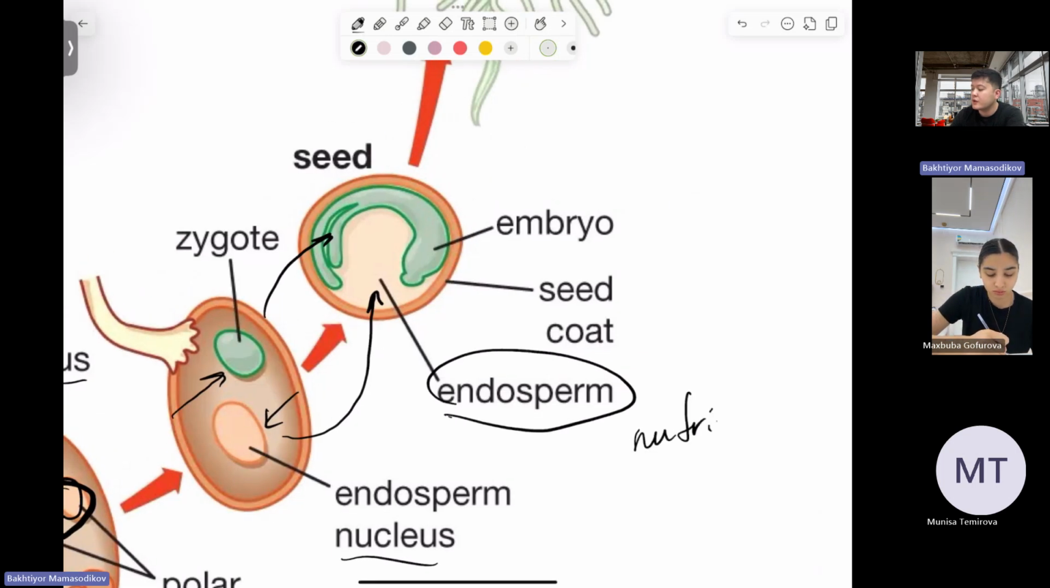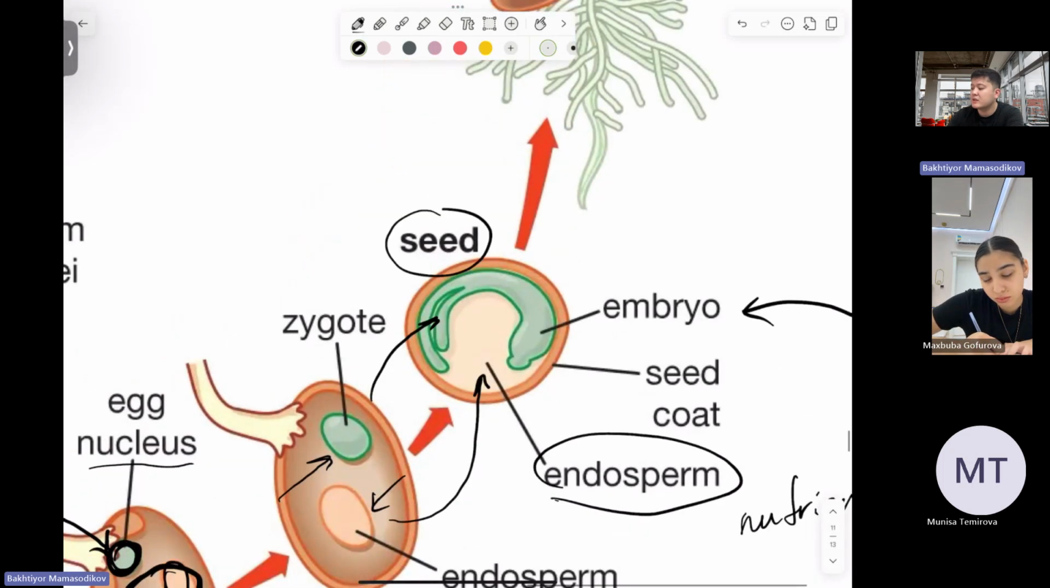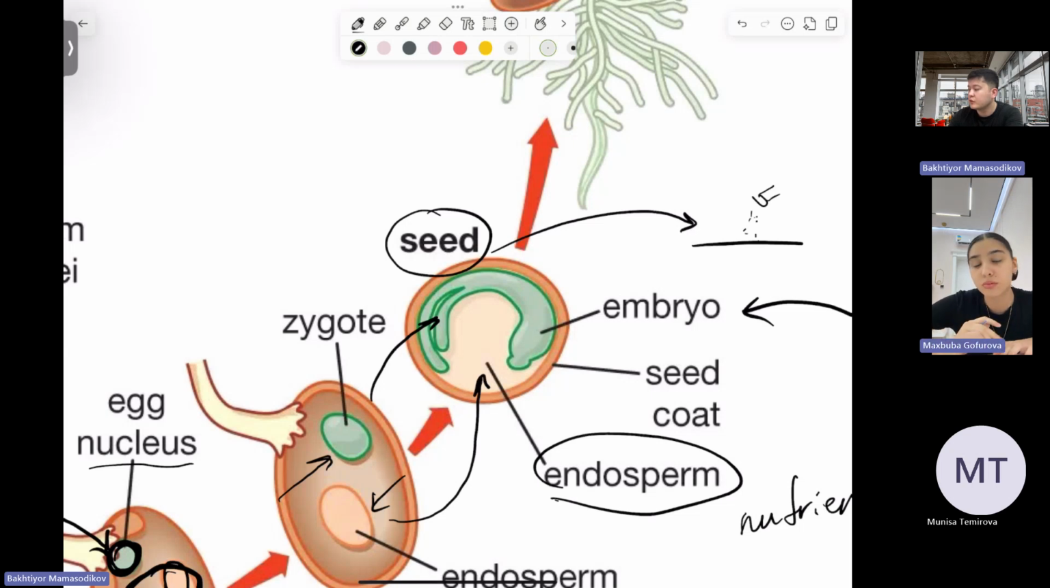This is the nutrient for growing plant. Imagine this is one seed, and you're putting it into the soil, flowering it, and giving water to it. So you're giving the water to it, so it should grow up. In order to grow up, they need what? They need the food for the growth.